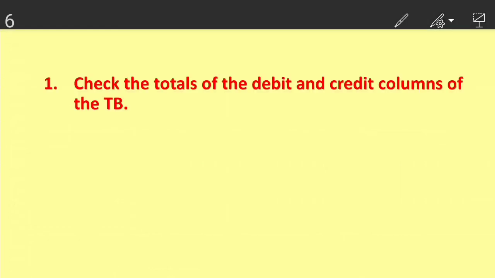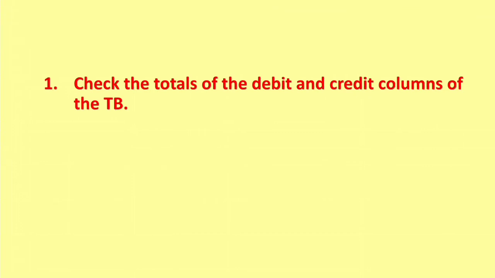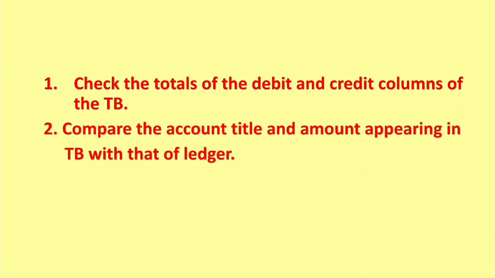First, he has to check the totaling of the debit and credit columns of the trial balance itself. Then, compare the account title and amount appearing in the trial balance with that of the ledger, so that he can make sure that all the ledger account balances have been recorded correctly in the trial balance.